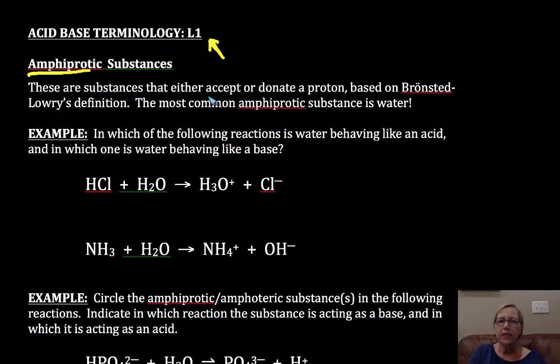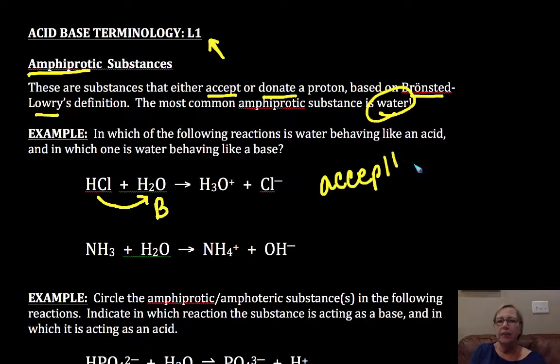An amphiprotic substance can both accept a proton or donate a proton. So this is applying to our Bronsted-Lowry definition of an acid and a base. And water is a key example of an amphiprotic substance. So in this case, HCl, a strong acid, is going to donate to the H2O. So water is acting as a base. It is accepting an H+ there.